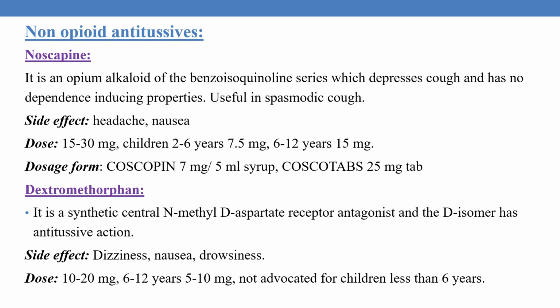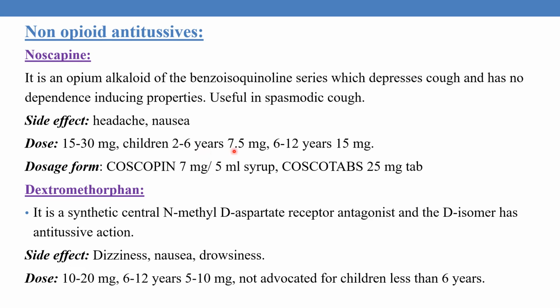Now coming to non-opioid antitussives, the first one is noscapine. It is an opium alkaloid of the benzylisoquinoline series, which depresses cough and has no dependence inducing properties. Useful in spasmodic cough. The side effects are headache and nausea. Dose is 15 to 30 mg.